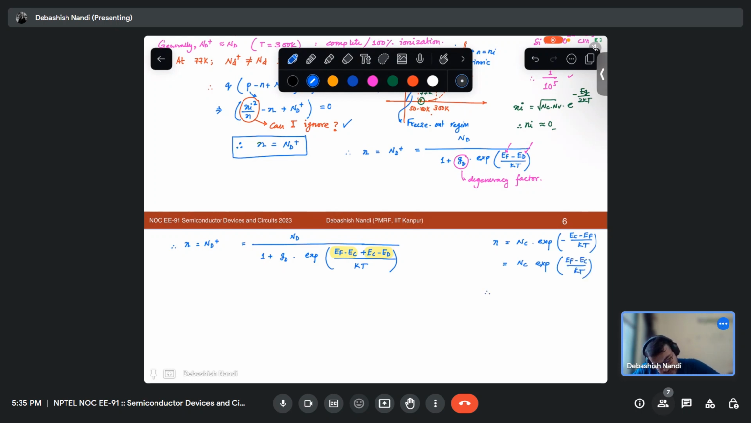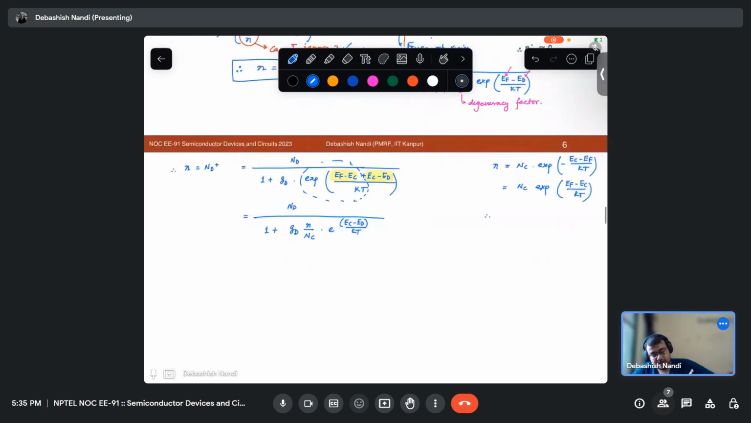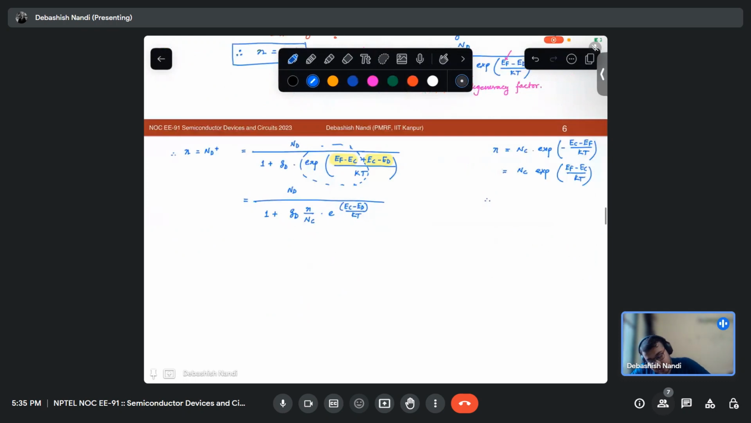So I can write this as this over 1 plus Gd, and this part I can write as N over Nc, and this part I can write as e to the power Ec minus Ed over Kt. Okay, and this is your N.